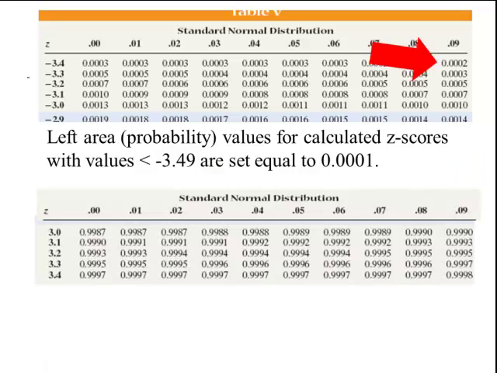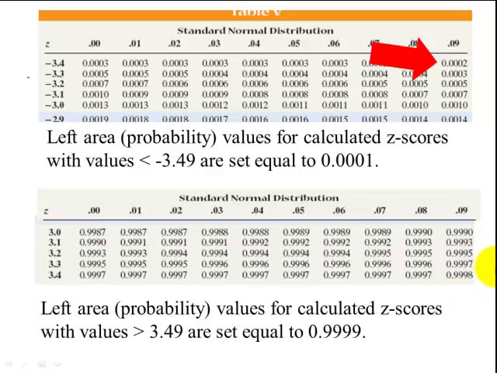The largest value in the z-score table will be 3.49, which is this value. So anything over a z-score of 3.49, we're going to set equal to 0.9999. So the area to the left of any value more than 3.49, we're going to use this default.